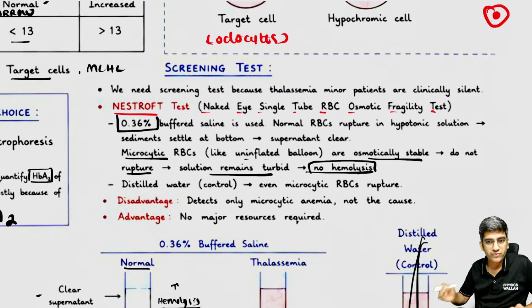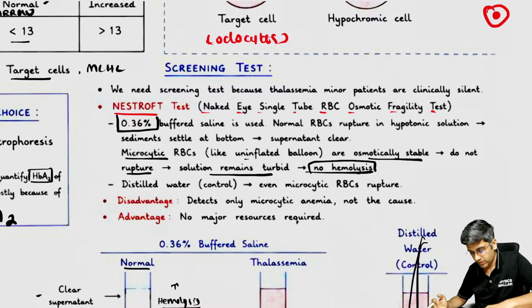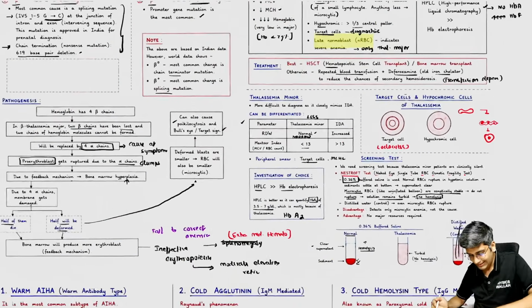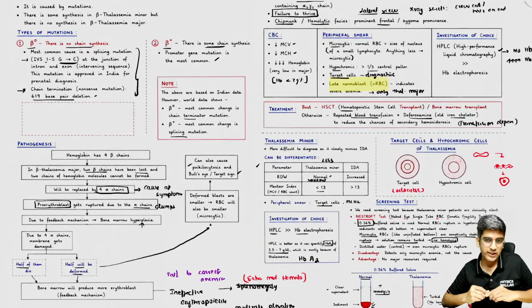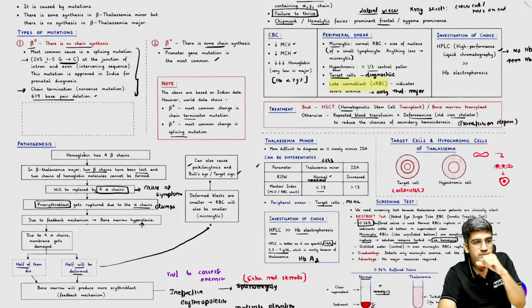Fine. That's NESTROFT. NESTROFT alone can come in a 2-mark question if your university has 2-mark or 3-mark questions, and it's worthwhile asking in a viva as well. Fine. Perfect. So we know about thal major and we know about thal minor as well. Fine. Next is autoimmune. Ready for the quick rapid fire?